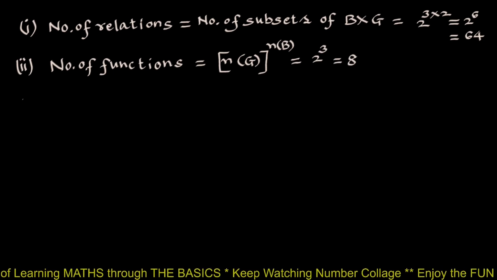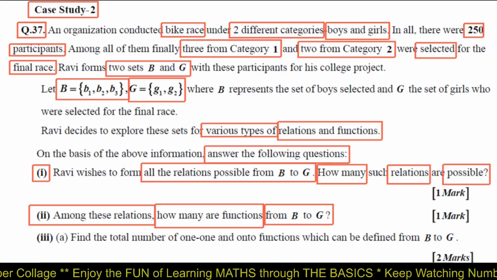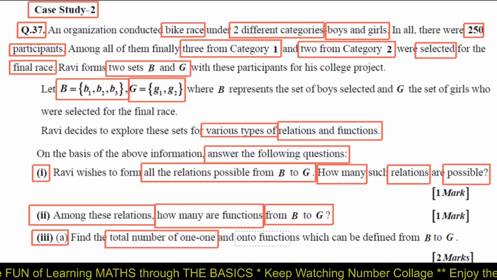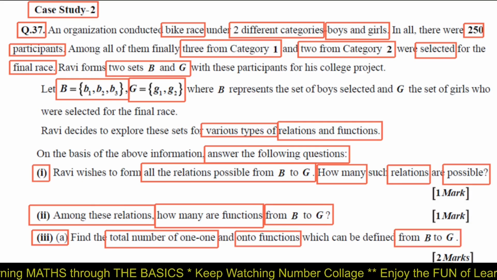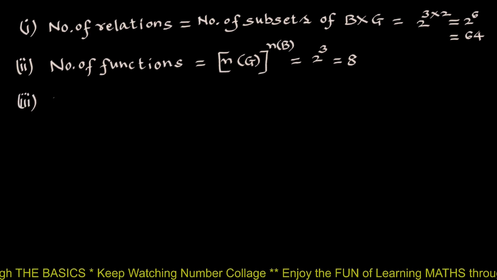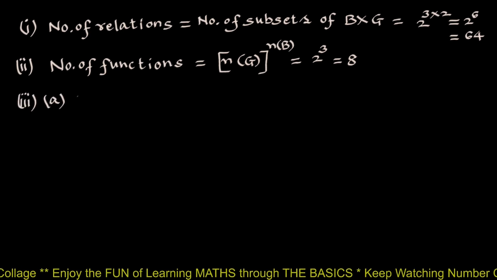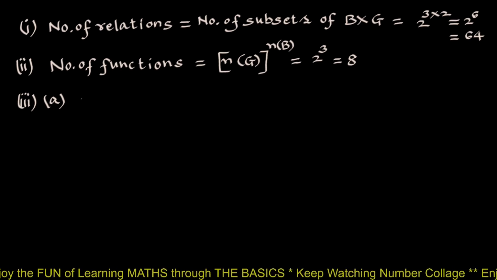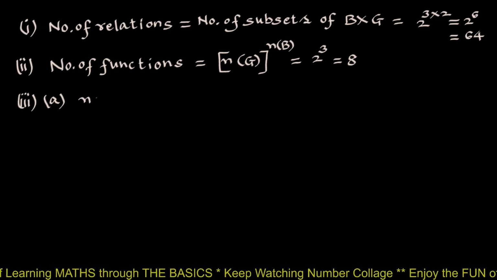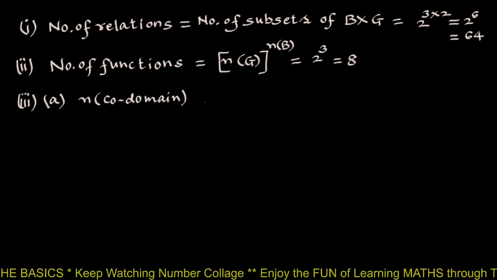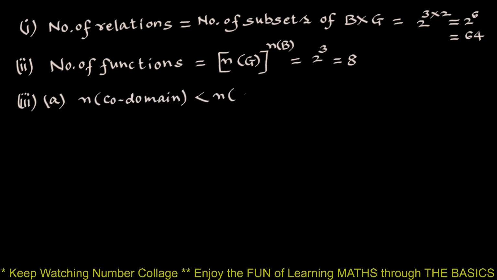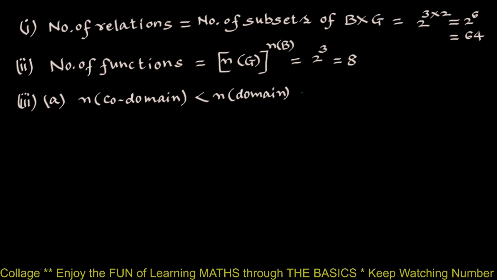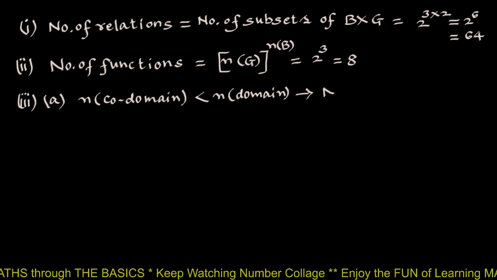Now we solve the third question. In question 3A, we have to find the total number of one-one and onto functions which can be defined from B to G. For a one-one function, the number of elements of domain and codomain should be the same, but here the number of elements of the codomain, which is 2 girls, is less than the number of elements of the domain, which is 3 boys. Hence no one-one function can be formed.